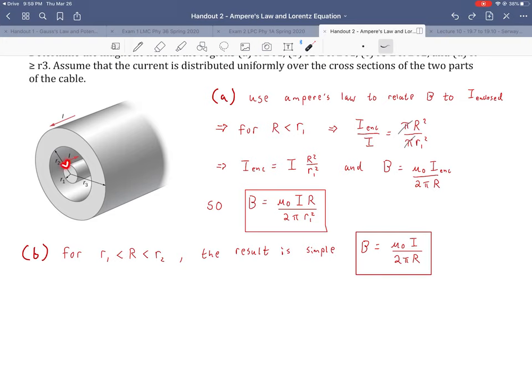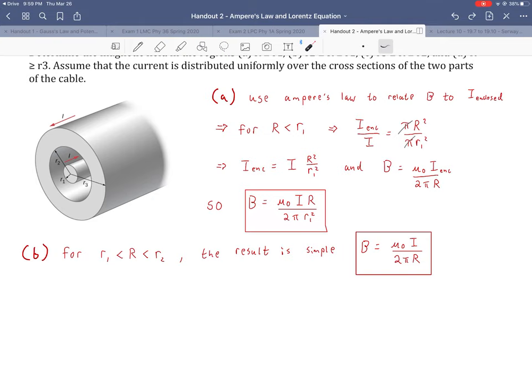Okay, in part B, we're asked for the magnetic field in this region, okay? Well, in that case, it's simply mu naught I over 2 pi r, because the enclosed current is I, because that is the total current in this section, and it's not varying. We're not going to get any more of the current by going further away. And in fact, as we go further away, we just get a weaker magnetic field, okay? So this is the expression that you would have for the magnetic field strength from a single current-carrying wire. And again, it comes from Ampere's law.